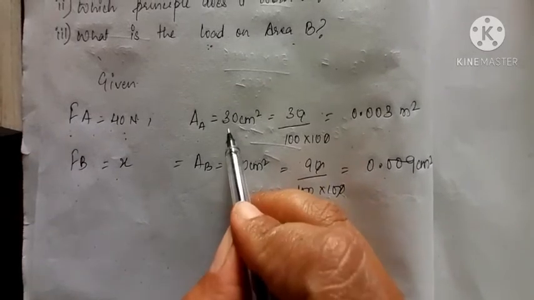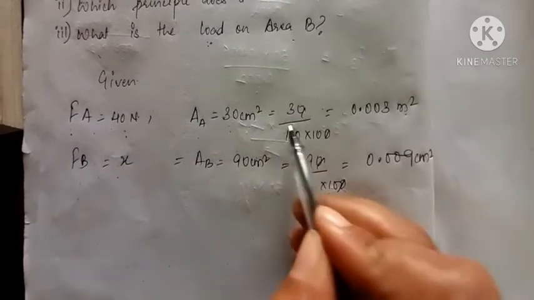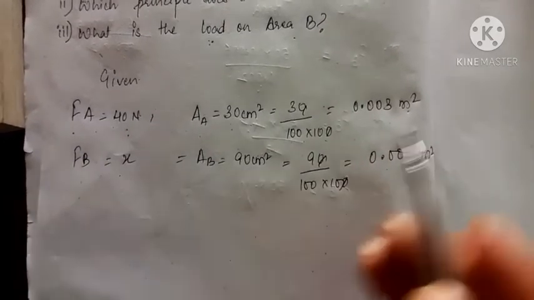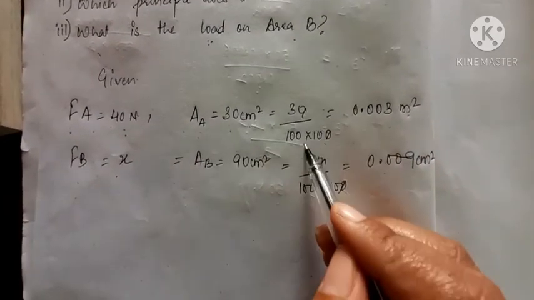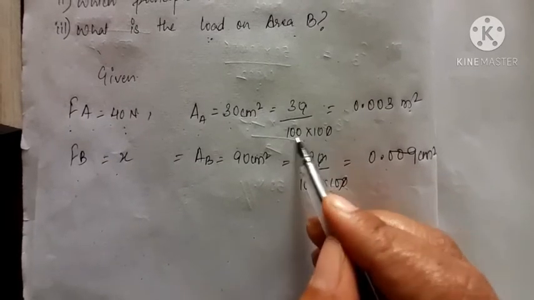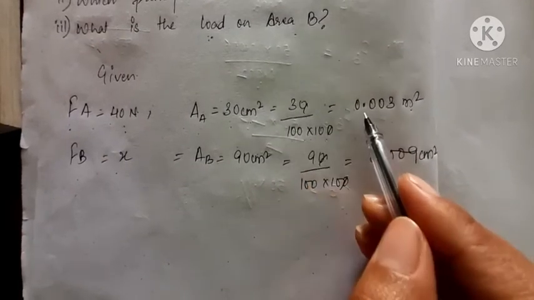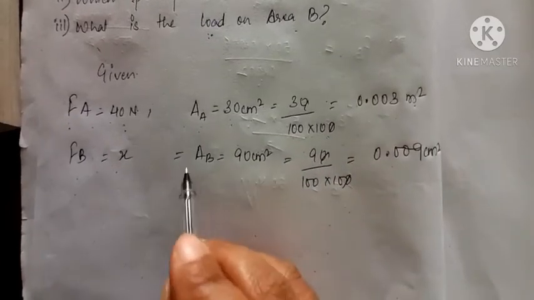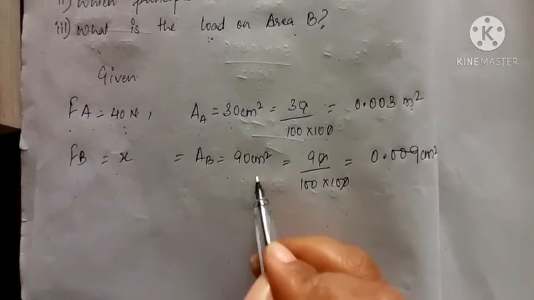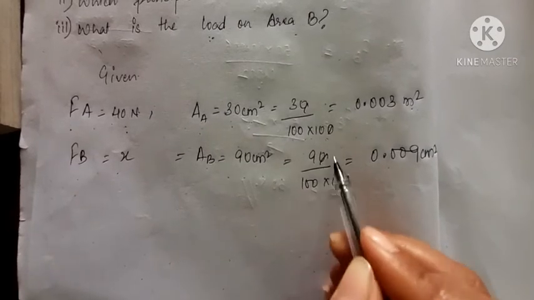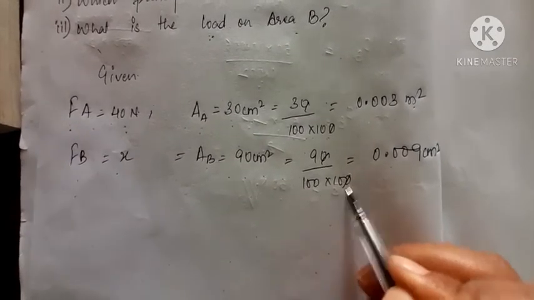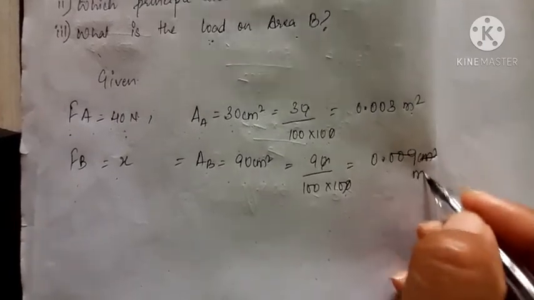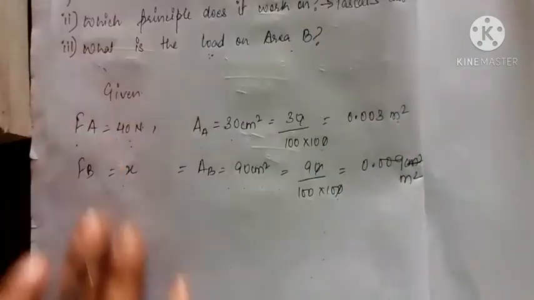So from 30 centimeter square, when I change it into meter square, I have to divide it by 100 into 100. For A, I get 30 divided by 100 into 100. I will cancel the zeros. I'm going to get 0.003 meter square. Now for B, it is 90 centimeter square equals 90 divided by 100 into 100. For this, I'm going to get 0.009 meter square. So I've got the area of A and the area of B.